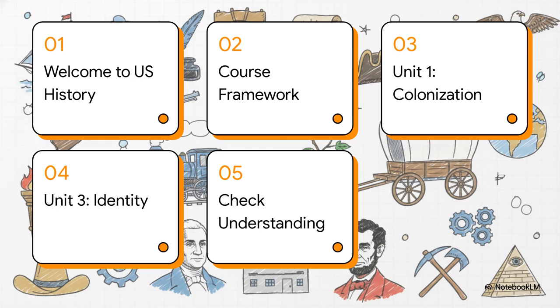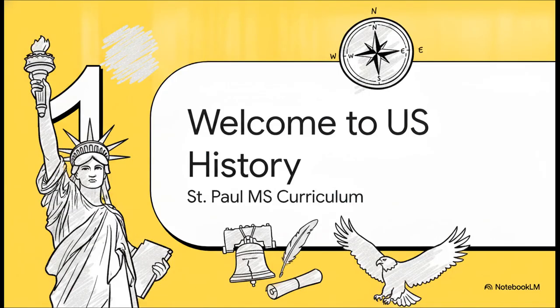Okay, let's dive into this roadmap. We're kicking things off with a quick welcome and a look at the course framework. Then we'll zoom right into Unit 1 on colonization, fast forward a bit to Unit 3 on American identity, and wrap the whole thing up with a quick check on your understanding. Let's get into it. Part 1.